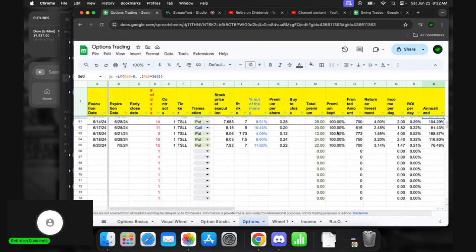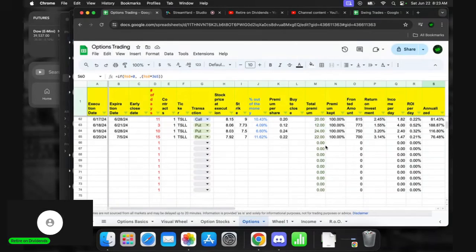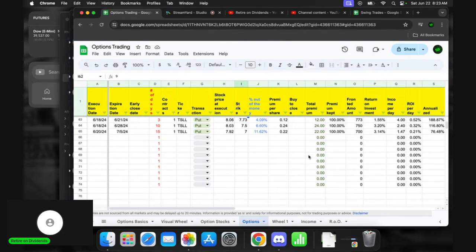And then we have a put that's expiring next week, June 28th, $7 strike. Don't have to worry about that as of right now. That's still open. We'll see how it goes. We have a call for a $9 strike heading into next week. Got about 20 bucks for that. We'll see how it goes. But again, we're looking good.